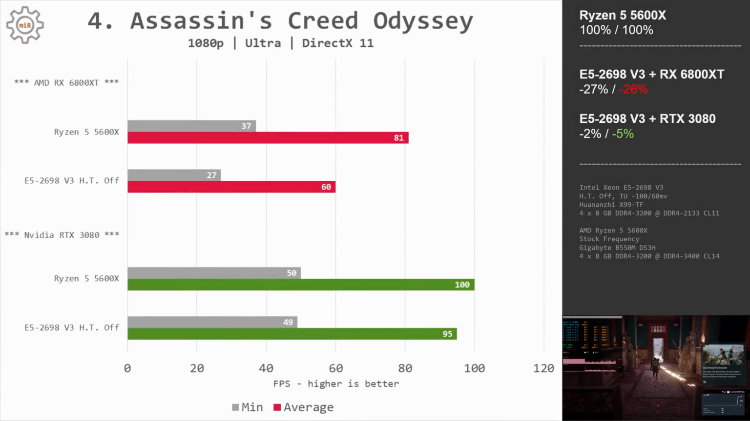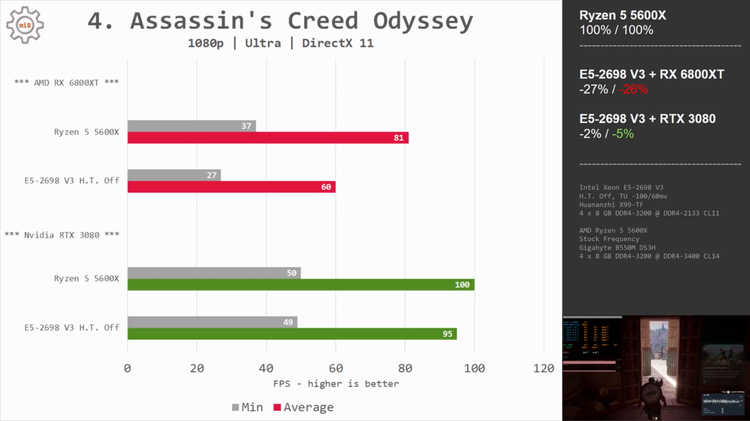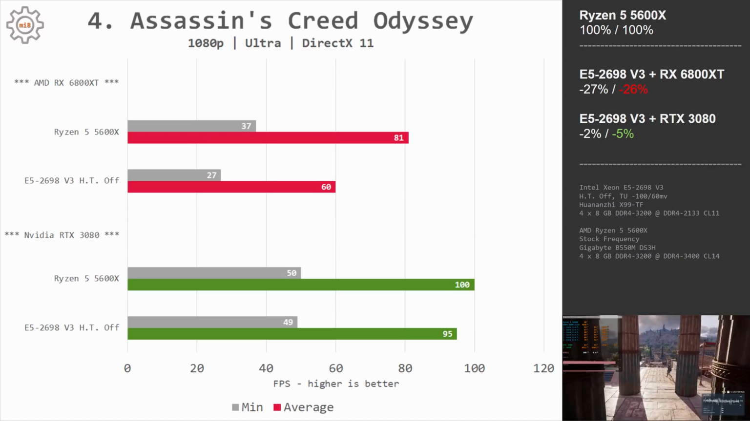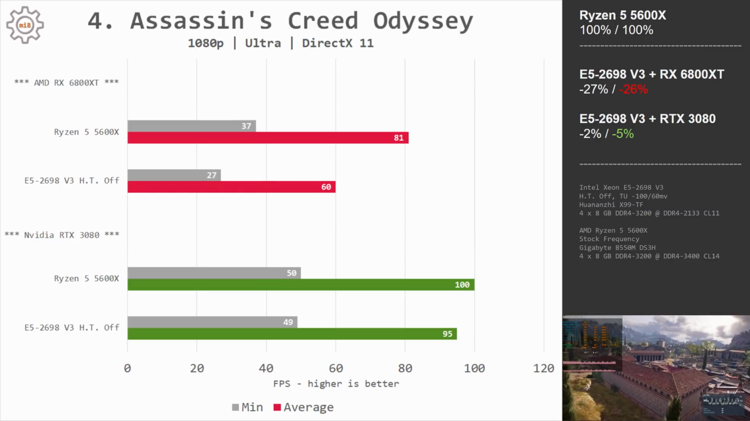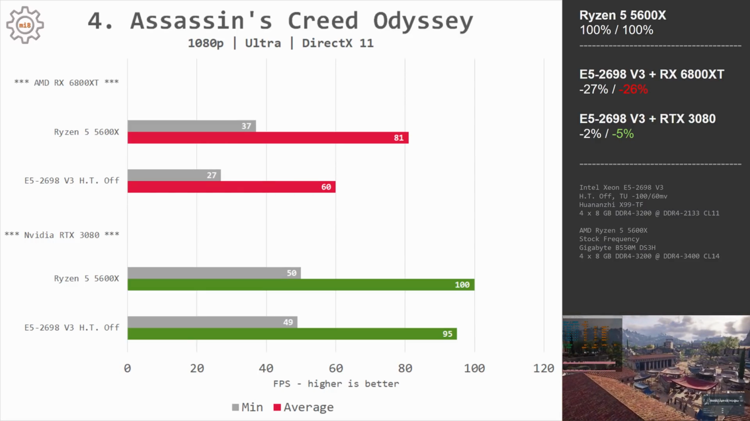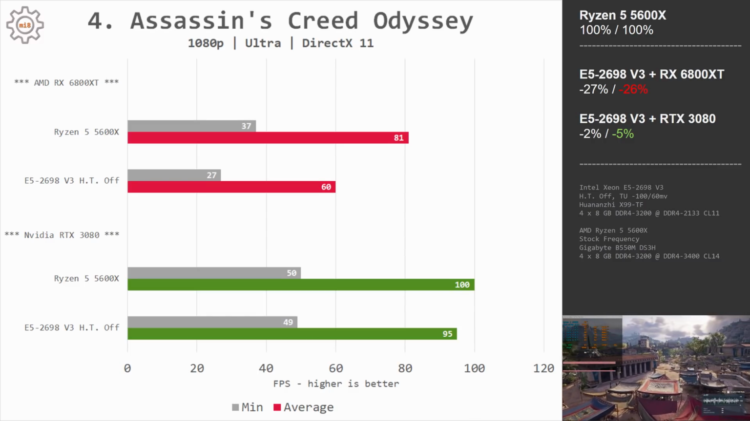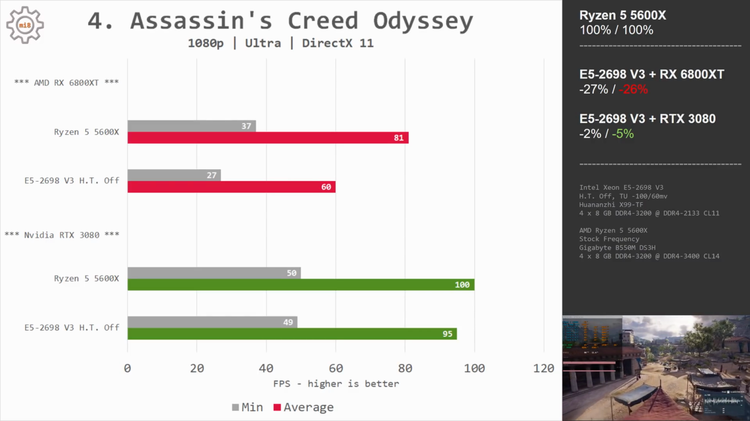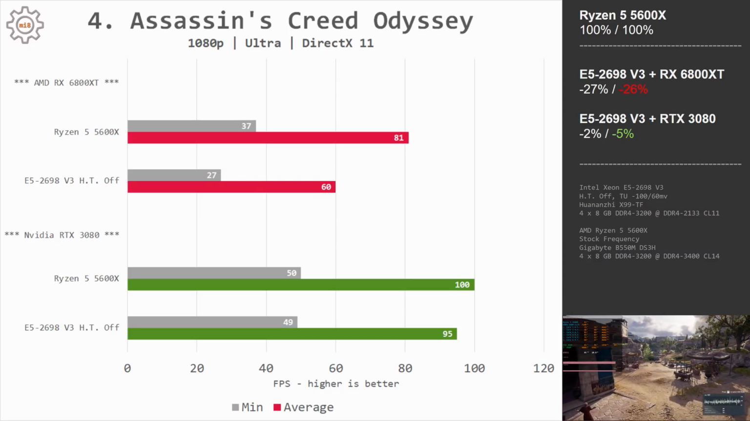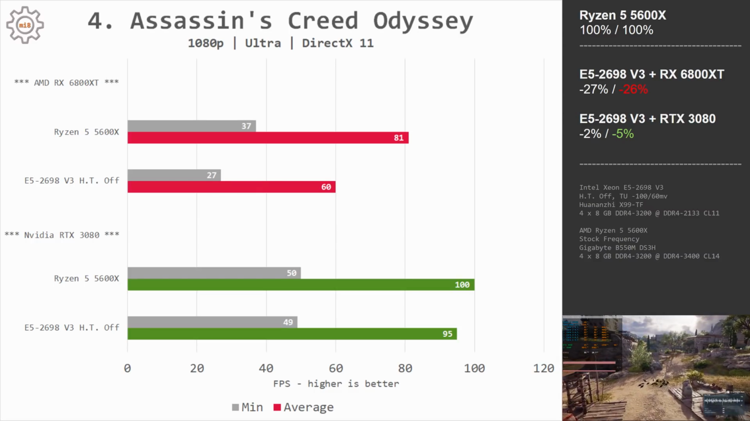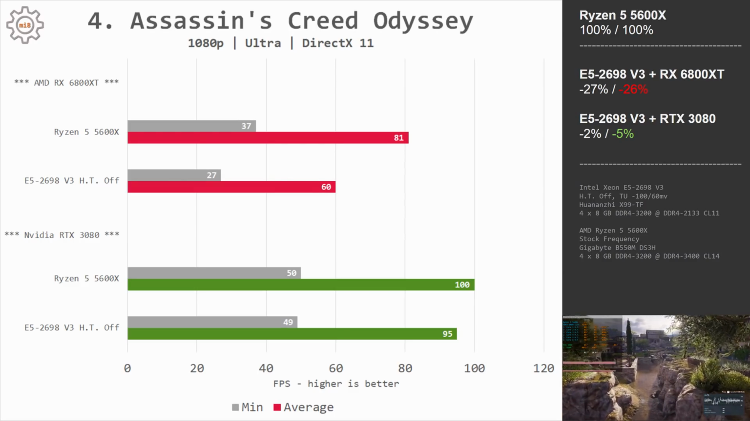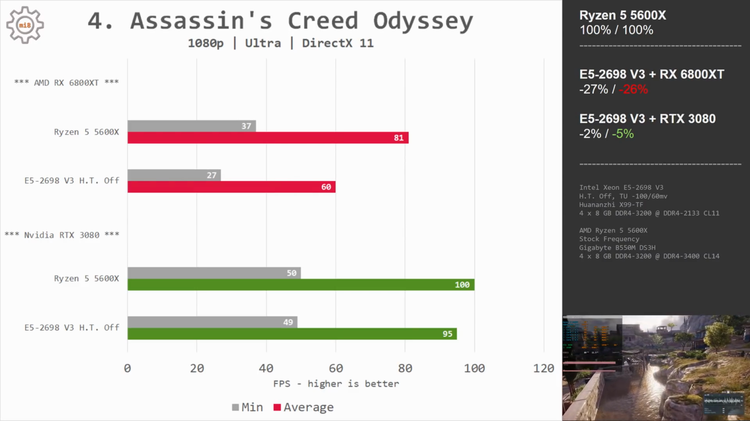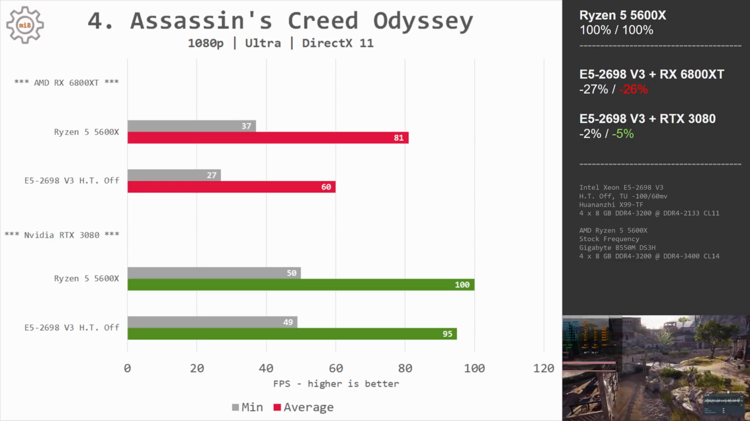Assassin's Creed Odyssey is another odd game. Here, RTX 3080 is better than AMD RX 6800 XT. Comparing the CPUs, with RTX 3080, Xeon E5 loses only 2 and 5%, but with AMD RX 6800 XT, Xeon loses to Ryzen 27 and 26%. Thus, we can see that in the case of Assassin's Creed, the DirectX 11 game is better optimized for Nvidia graphics cards, and the DirectX 12 game is better optimized for AMD graphics cards.